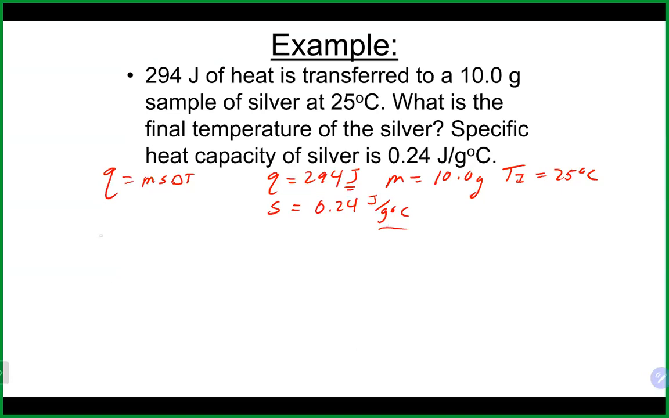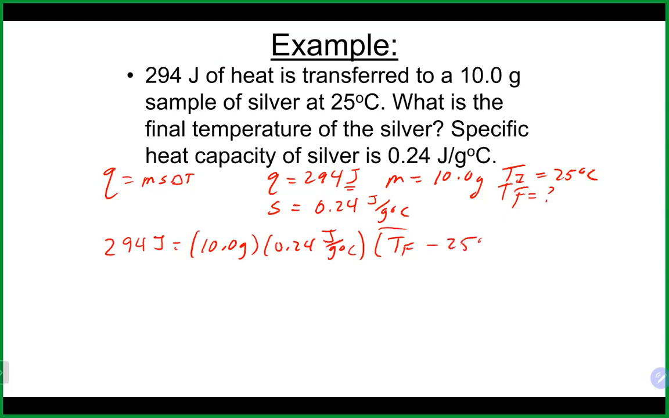So in this particular case, if we put it in, we've got 294 joules is equal to our 10 grams times 0.24 joules per gram per degree Celsius. Remember, our change in temperature is our final temperature, right? Which is ultimately what we're looking for in this case. Minus our initial, which is 25 degrees Celsius. Any questions on that so far?